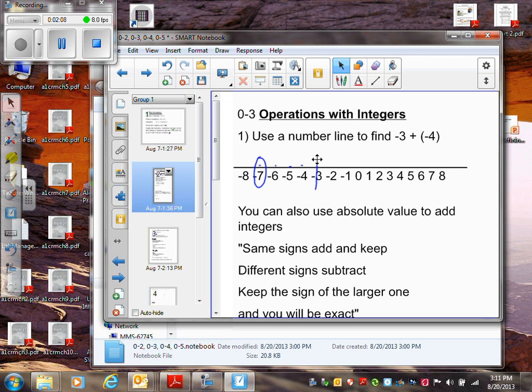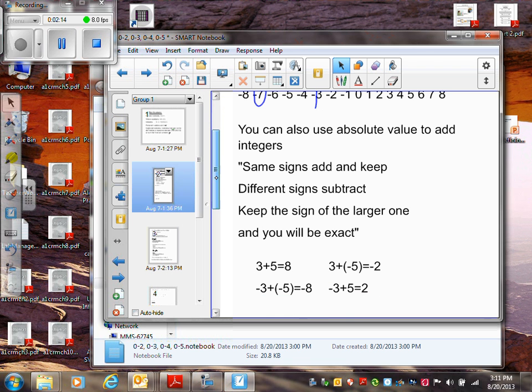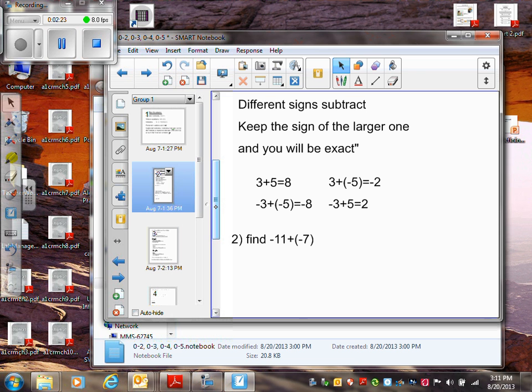You can also use absolute value to add integers. I don't know if you guys have heard of the little poem that they made. Same signs, add and keep, different signs, subtract, keep the sign of the larger one, and you will be exact. For example, we scroll down here.